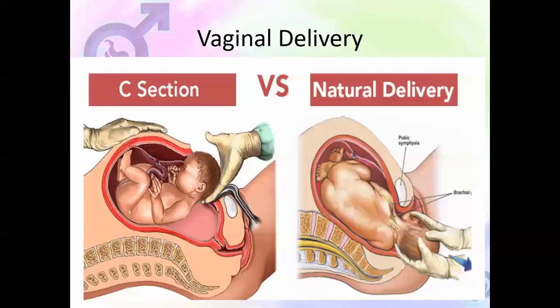Because if we look at vaginal delivery versus cesarean section, the baby doesn't come out through the vagina. It comes out through the abdomen. So the vagina remains intact.